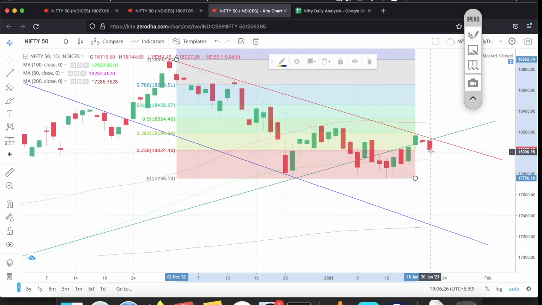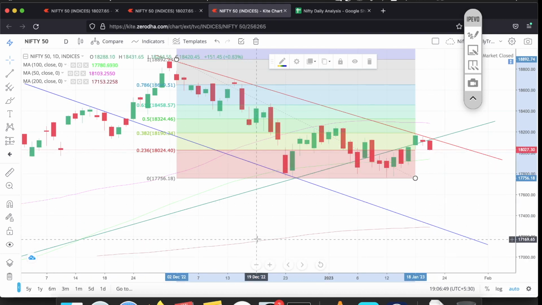So if price breaks below this level, I have been telling this for a long time though. If price breaks below this 17,750 level, we can see much more downside. Until then, we have to just stay with the price and see what happens. But at least on Monday, I expect another third red candle to happen.